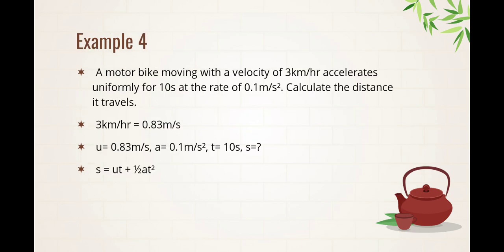So look at example 4. A motorbike moving at a velocity of 3 kilometers per hour accelerates uniformly for 10 seconds at a rate of 0.1 meter per second squared. Calculate the distance traveled. We can see here that when we divide 3 by 3.6, it gives us 0.83. I use the fast method. There's another long method which it is possible that we'll still talk about later.